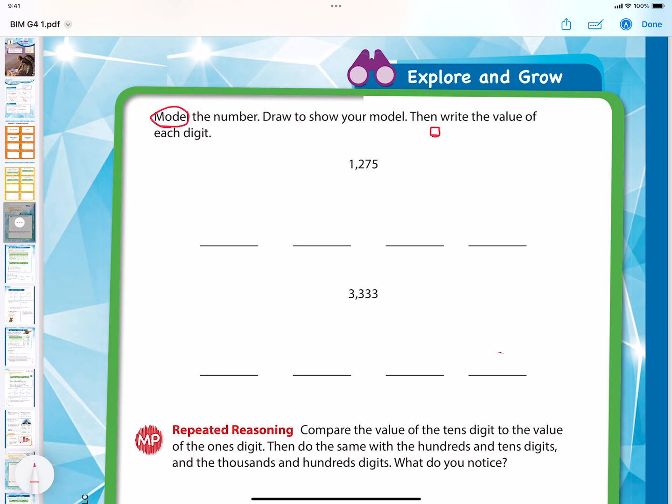This small square, this small piece, represents 1. And if you open it, you are going to see this one stick.